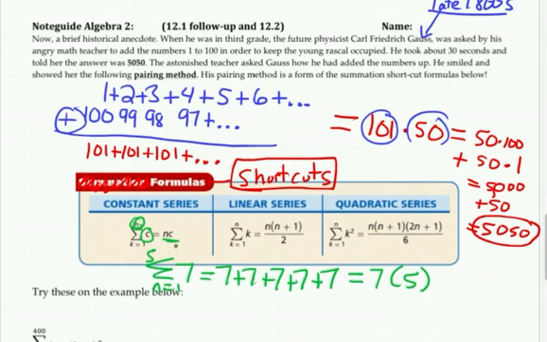Okay. And you'll have the summation of that constant.